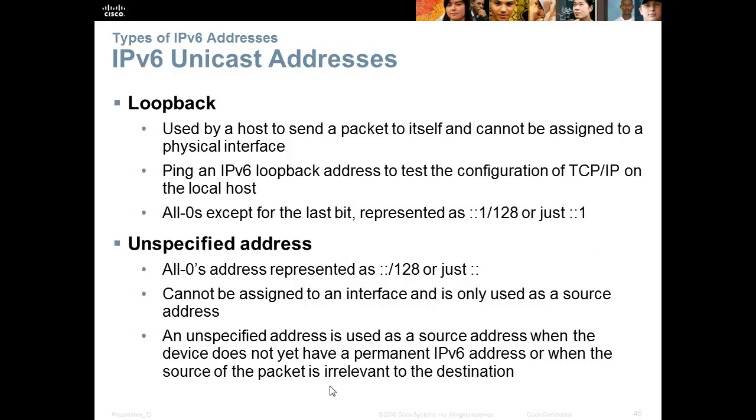The loopback is just like the loopback address in IP version 4, used to redirect traffic back to itself. We have the unspecified address, or all zeros, just represented by double colon. Remember that we can use our rule of replacing a series of zeros with a double colon. So we have double colon with a /128. This cannot be assigned to an interface and is used only as a source address.